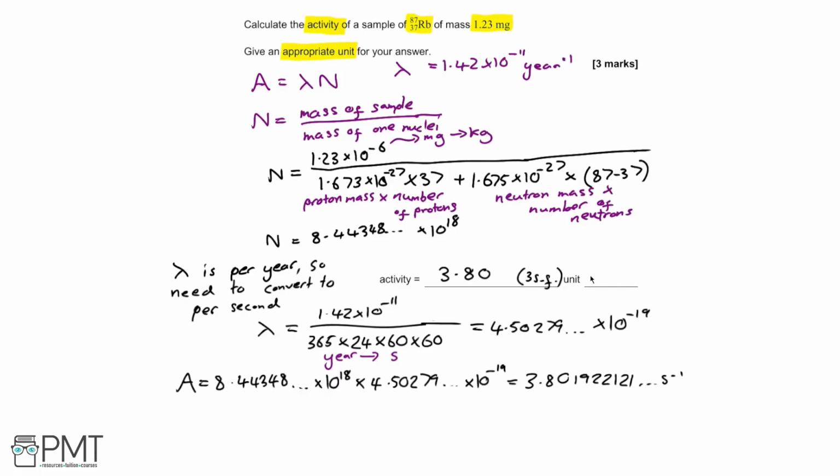Now, a good unit for this would be per second, but there is another unit for activity too, which is exactly the same as per second but just has a different name. That unit is the becquerel, which has the symbol Bq, and they both represent the same thing. In this question, we got 1 mark for our correct answer for n, 1 mark for our correct answer for the activity, and 1 mark for our choice of unit as either per second or becquerel.